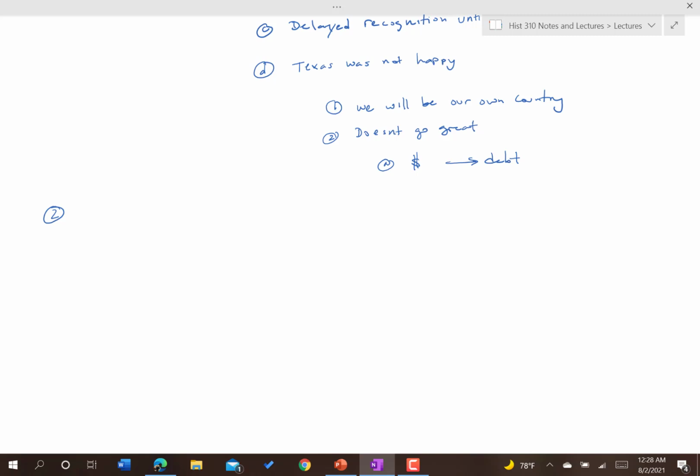Okay, so the next part is still westward expansion, but continued tensions and issues with new territories. So I guess I'll just kind of write the areas, right? You have Arizona, California, Texas still comes up, and New Mexico.